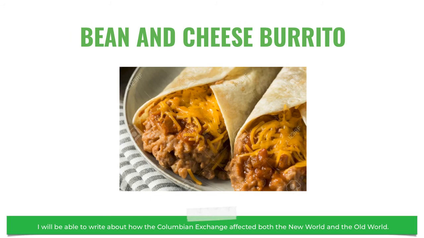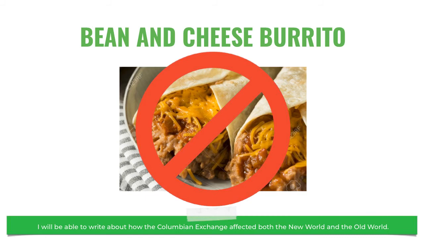So I want you to look at this and ask yourself the question, in 1491, so keep in mind that's before Columbus, before the Columbian Exchange. If you were living in the New World or the Old World, just pick one, would you be able to eat a bean and cheese burrito? Delicious, like maybe Taco Bell or Costa Vida. Would you be able to eat that in 1491? No, you would not.